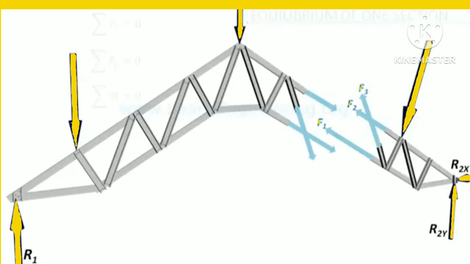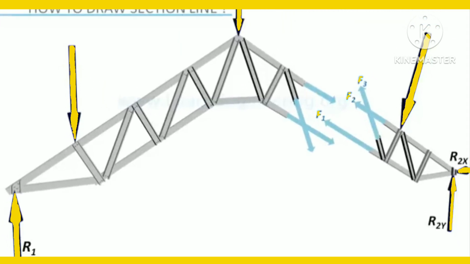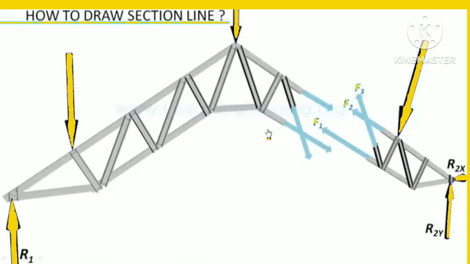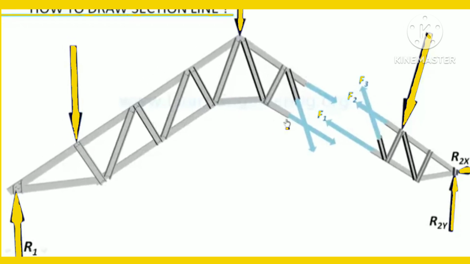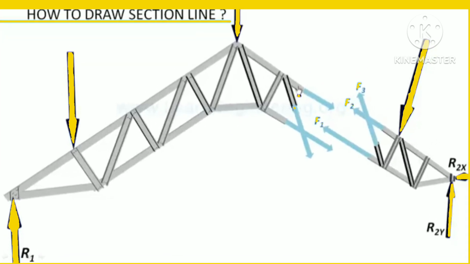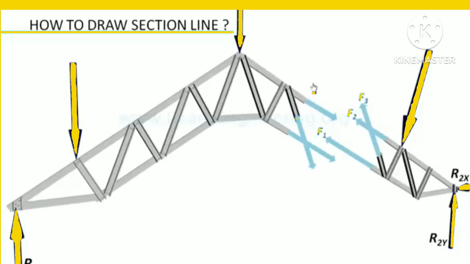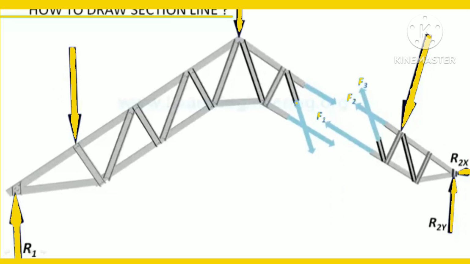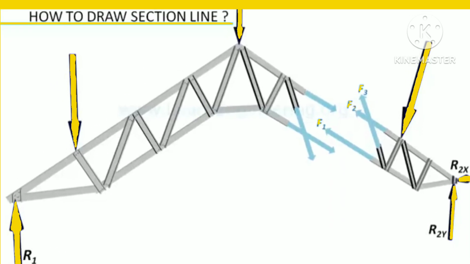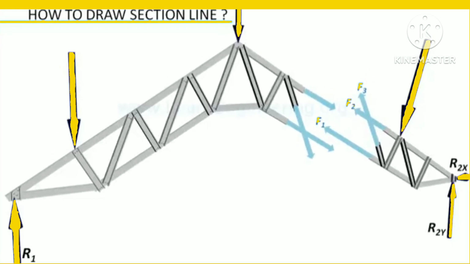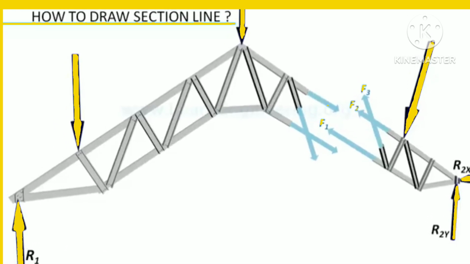The big question: how to draw a section line. Section line should pass through the members whose internal force has to be determined. Section line should not cut more than 3 truss members. This is because we have only 3 equilibrium equations, so we can solve only 3 unknown forces.